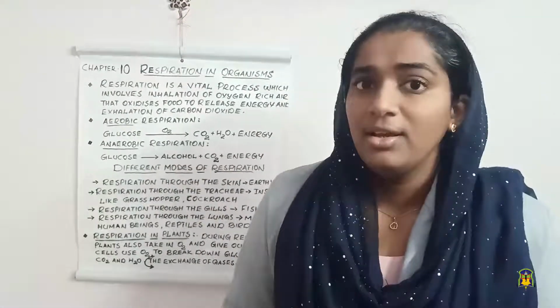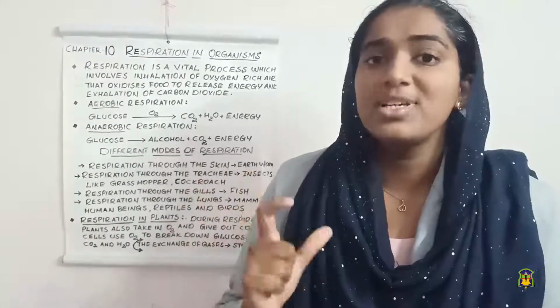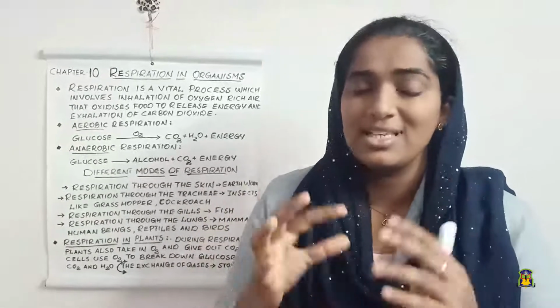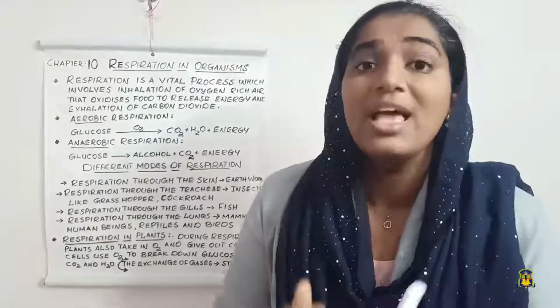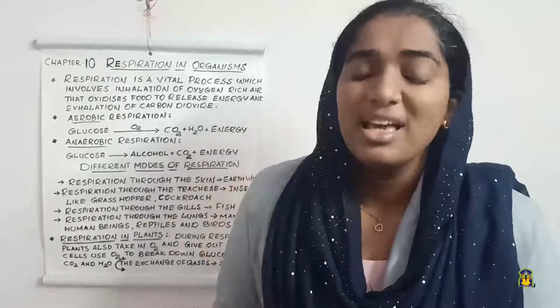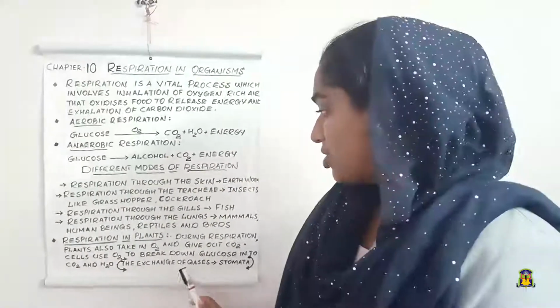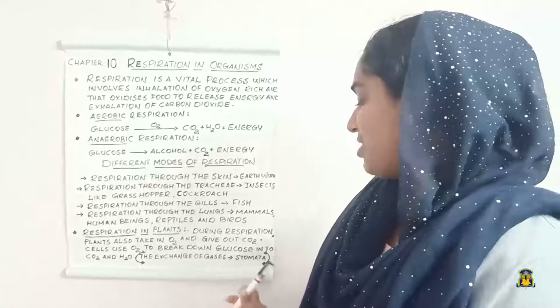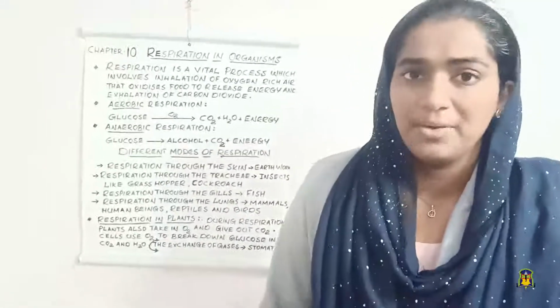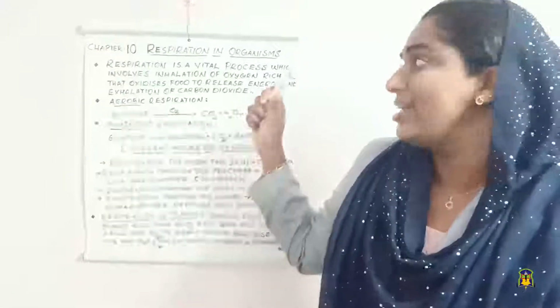You already learned in the first chapter, nutrition in plants, about the gaseous exchange of plants. Gaseous exchange occurs in the leaves. Stomata are the tiny pores present in the leaf that help to exchange the gases. So here also the exchange of gases takes place in stomata. I hope all of you are clear with this portion.